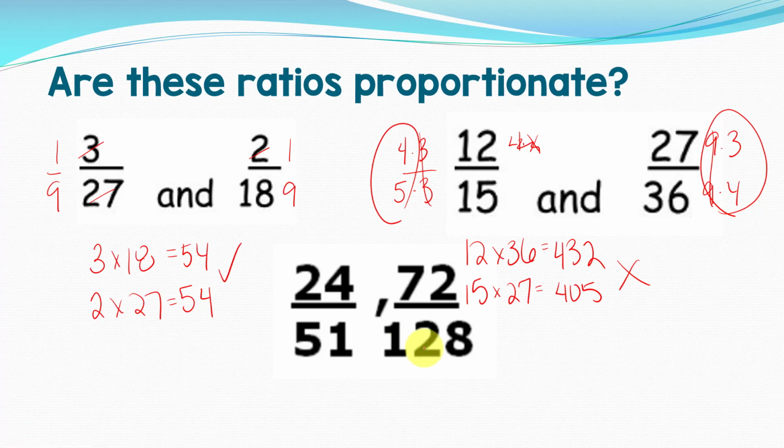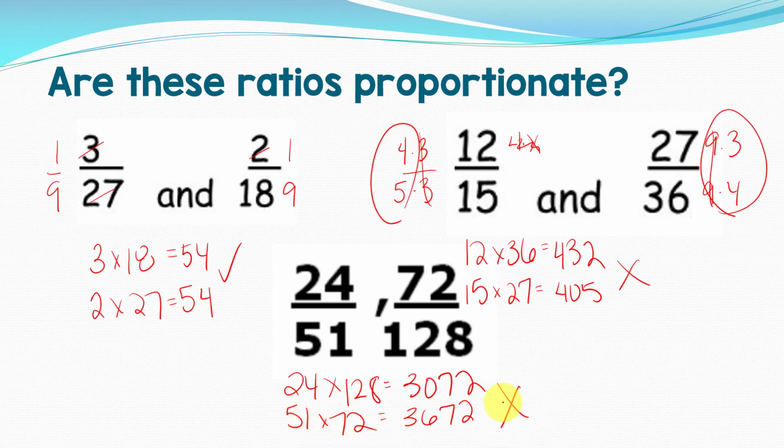And then we've got bigger numbers here. So we'll just multiply out 24 times 128. That equals 3072. 51 times 72 is 3672. So these are, again, not proportionate.